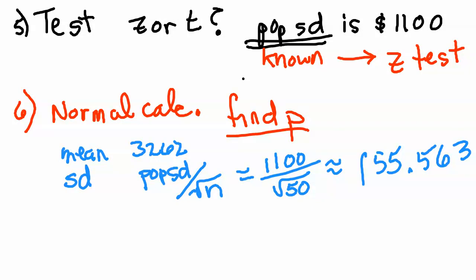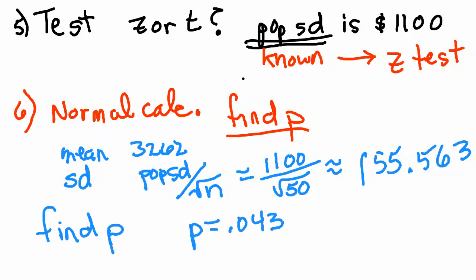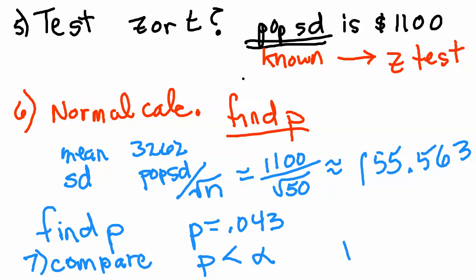So we were finding P. So P was 0.043. Now what you do is you compare P to the alpha for your 5%. So P in this case is less than alpha, which was 0.05. So if P is less than alpha, P is low, null must go.